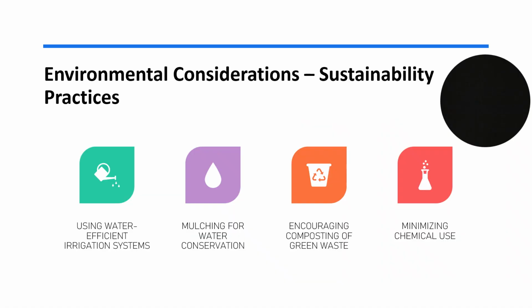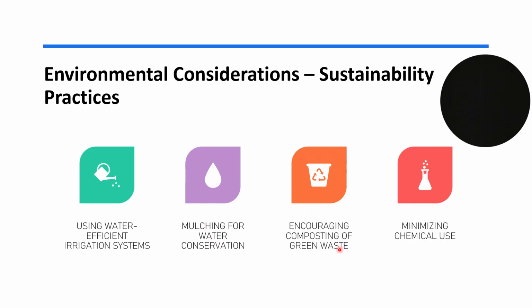We also have to check the environmental considerations for sustainability practices. Sustainability is the ability to sustain for a long time. So using a water efficient irrigation system is very important, otherwise plants will die, and you have got to use mulching for water conservation so that the moisture is retained. Even if you fail to water in a day, it will be the mulching that will conserve the water that is already poured on.